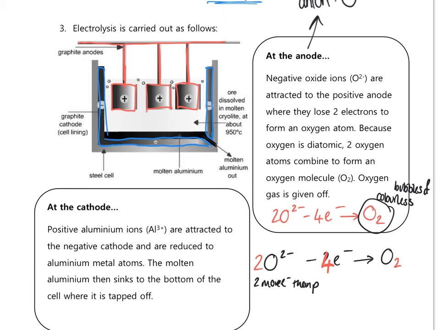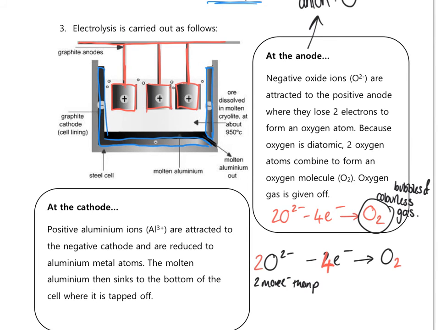And you're not as likely to be asked about the observations for this one. But again, it's just applying your knowledge and knowing that you're producing oxygen, and so I'm going to see bubbles of colourless gas being produced. That actually has an impact on my anodes, but we'll talk about that over on the next page. But before we do that, let's look at what happens at the cathode.